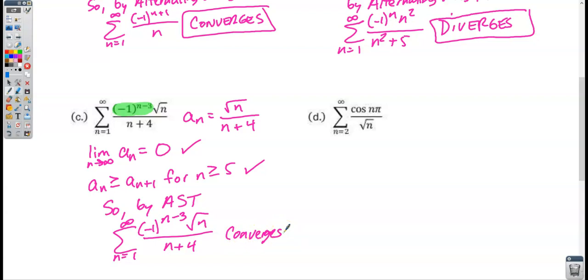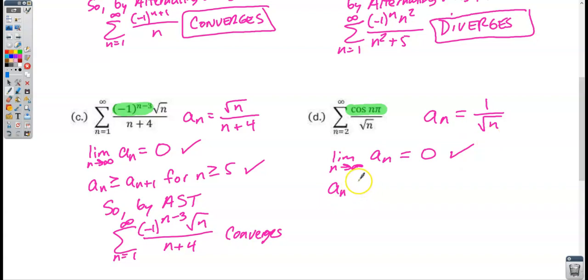Okay, and then part D. We've got this as our alternator. And so we need to look at what else there is there. So we're going to be looking at a sub n equals 1 over the square root of n. And now we're going to see if this a sub n meets the characteristics. All right, limit as n goes to infinity of a sub n is equal to 0, so it meets the first characteristic.